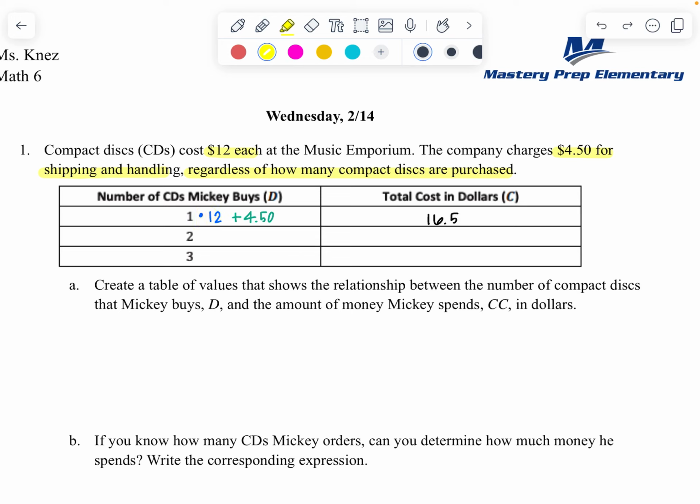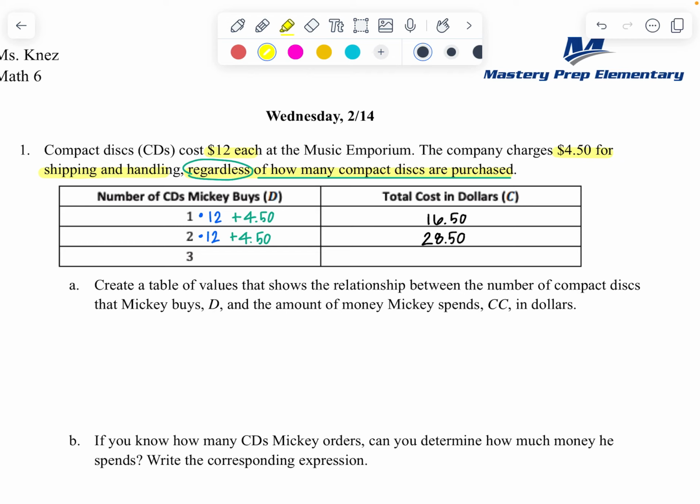Let's think about what would happen if I were to purchase 2 CDs. To purchase 2 CDs, I need to multiply 2 times 12 because each of the CDs is going to cost $12. But I don't need to pay the shipping fee more than once because the directions say regardless of how many CDs are purchased, which means I can multiply 2 times 12 and simply add that flat shipping fee of $4.50. So I end up paying a total of $28.50 for 2 CDs.